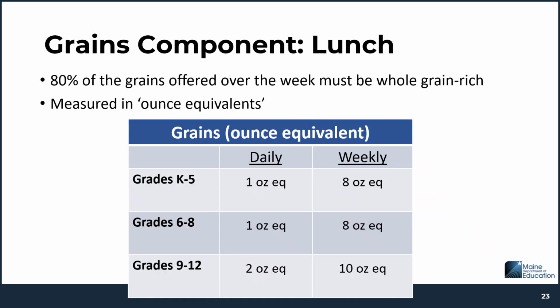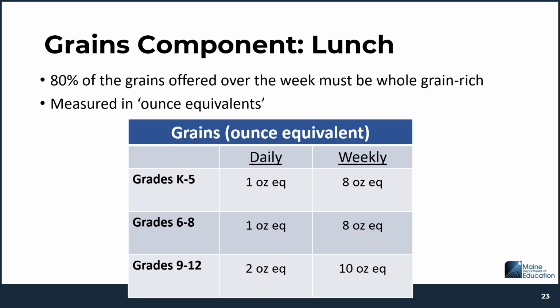Grains are required to be offered for the National School Lunch Program each day. There are both daily and weekly minimum requirements that must be available. For grades K through 8, at least a 1 ounce equivalent of grain must be offered each day. And for grades 9 through 12, at least 2 ounce equivalents of grains must be offered each day.